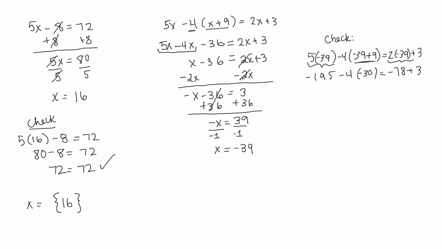All right. Now what I need to do is the multiplication of negative 4 and negative 30. So I'm going to drop down my negative 195. Negative 4 times negative 30 is plus 120. And then on the right, negative 78 plus 3 is negative 75. On the left-hand side, I've got one more step. Negative 195 plus positive 120 is negative 75. So does negative 75 equal negative 75? Absolutely. That verifies that our solution really is negative 39.